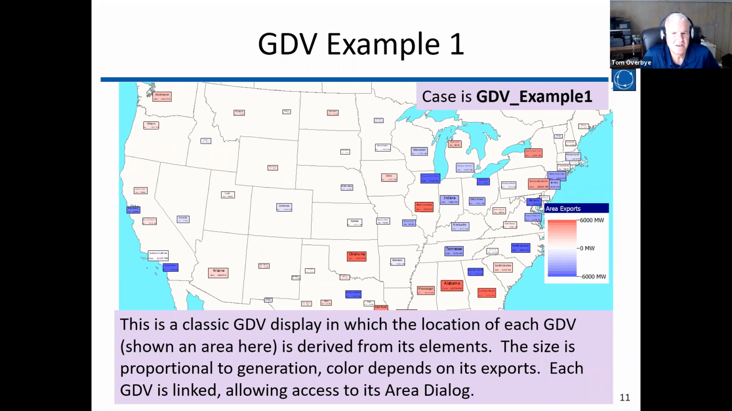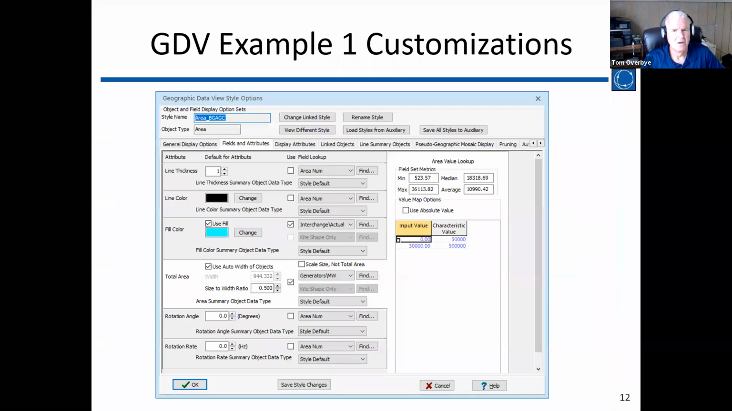Now in this image, the size of each rectangle is proportional to the generation in that area. Then it's colored based upon its exports, where I'm using a red-blue color mapping to show the exports. And I'll give you an example of this in just a second. Each one of those elements is then dynamically linked, so you can get easy access to its area dialog. And once it's created, it just becomes a regular one-line PWD file, so you can move the areas around if you want, and I'll show you that as well.